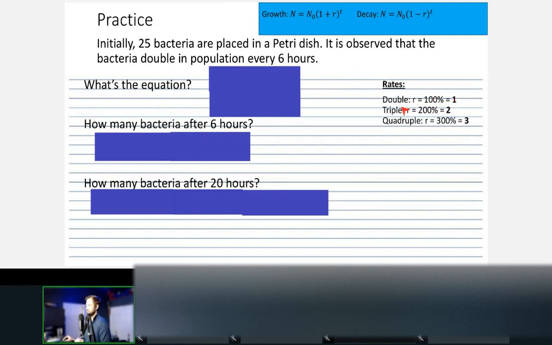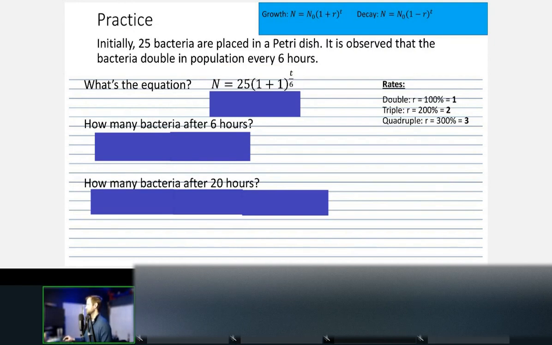If the problem says it triples, r is 200%. If you think about it, 200%, you're getting your original amount twice, plus your original amount, well, there's 3. That's why it's triple. And you'll see how that interacts with this 1. So triple, r is 200%, or 2. Quadruple, r is 300%, or 3.